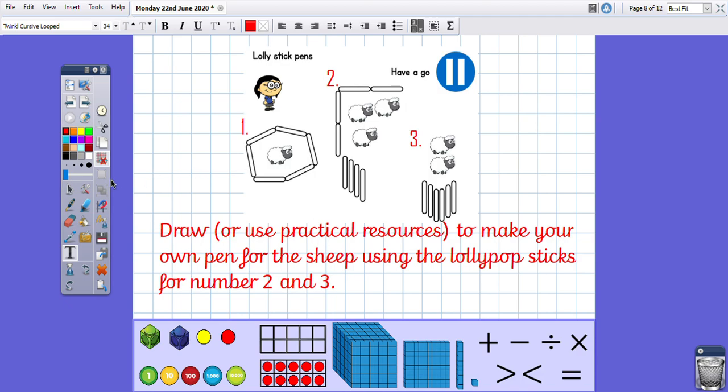And if you use practical resources, me and Miss Smith, I'm Miss French, me and Miss Smith would love to see what you have come up with for your pens for the sheep.